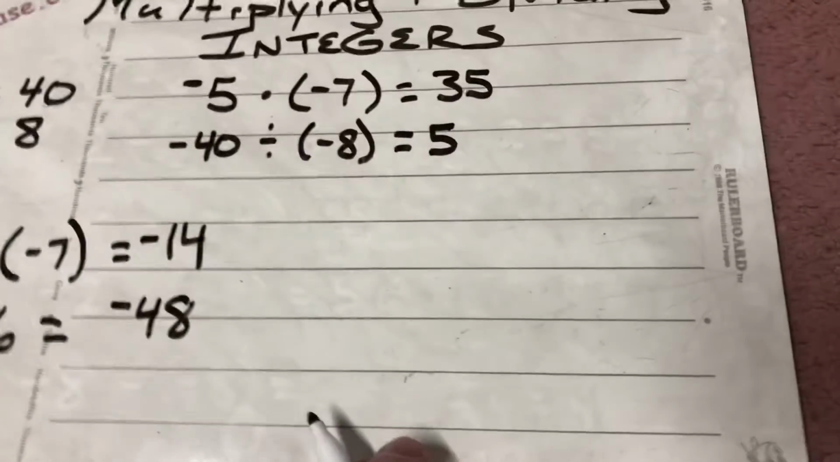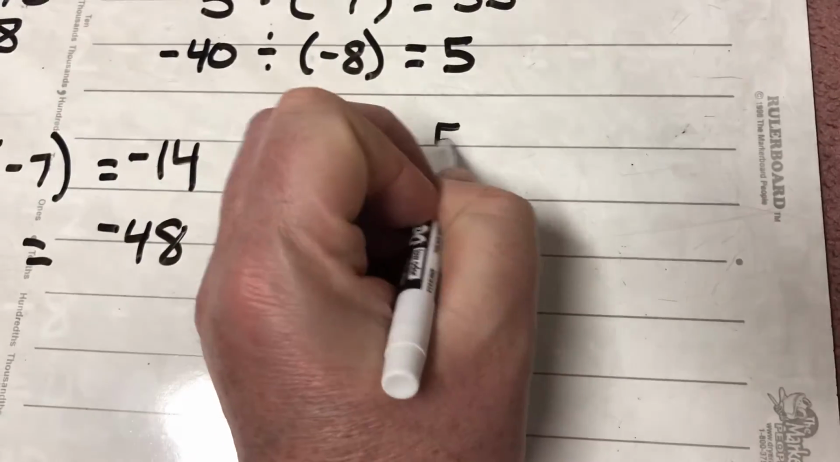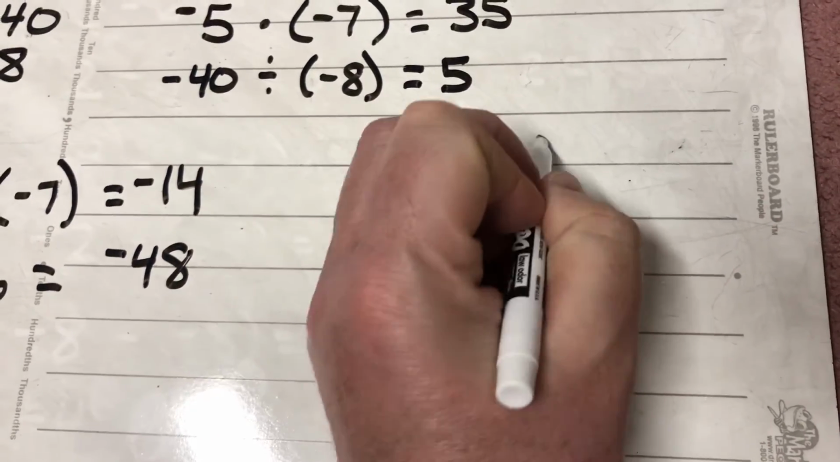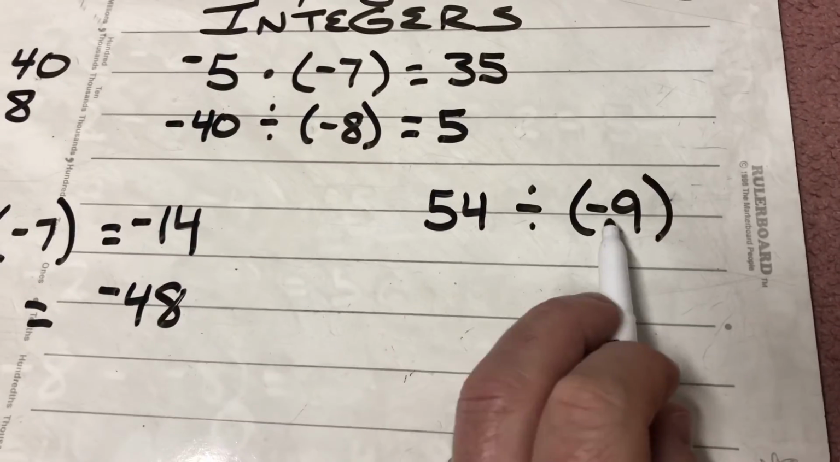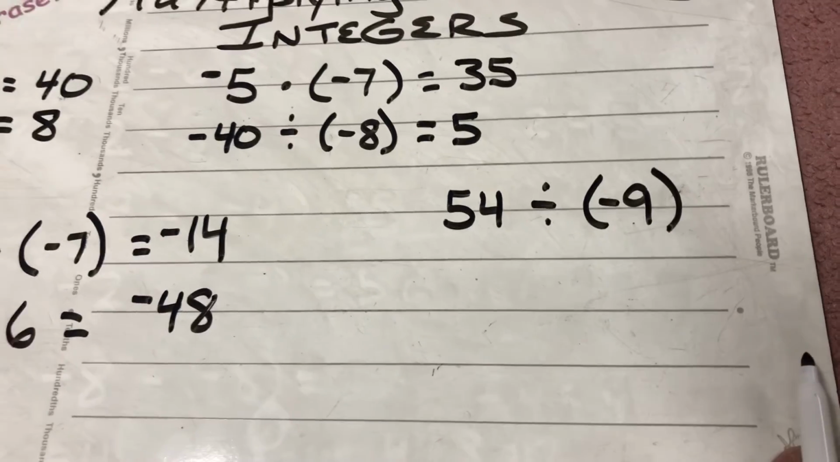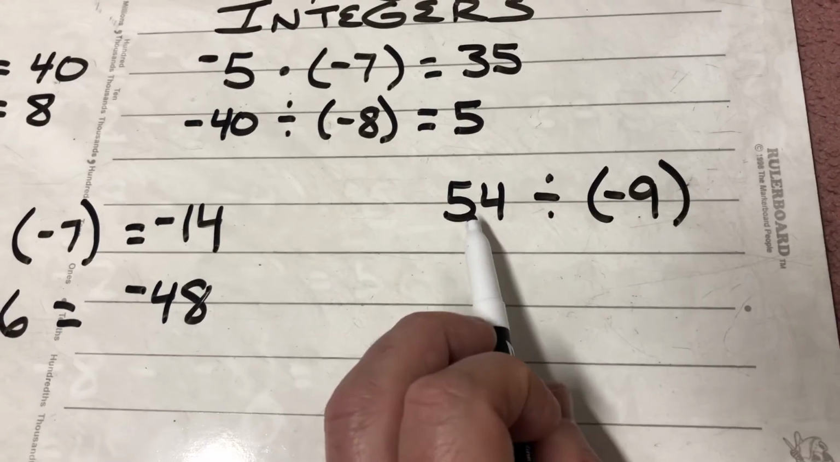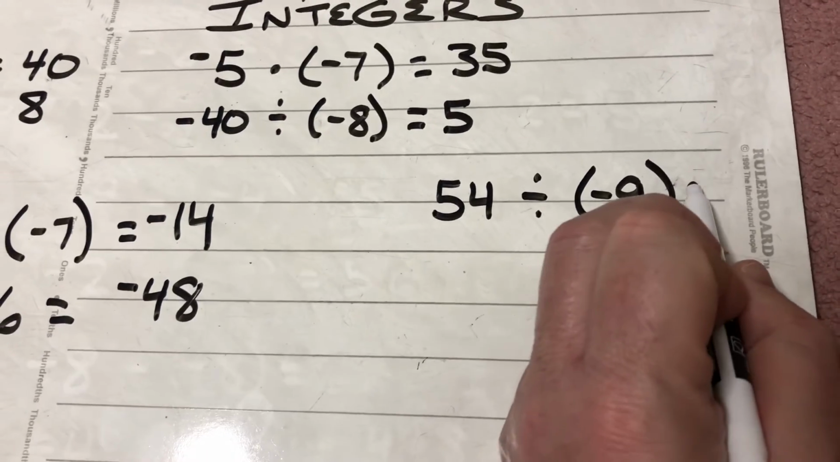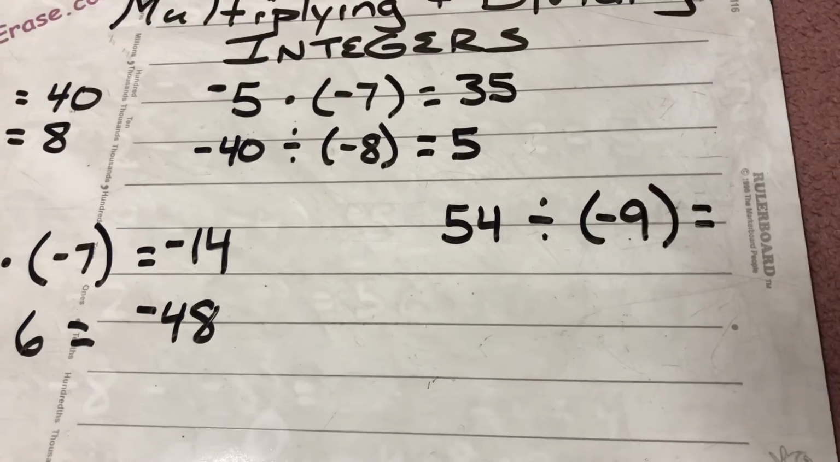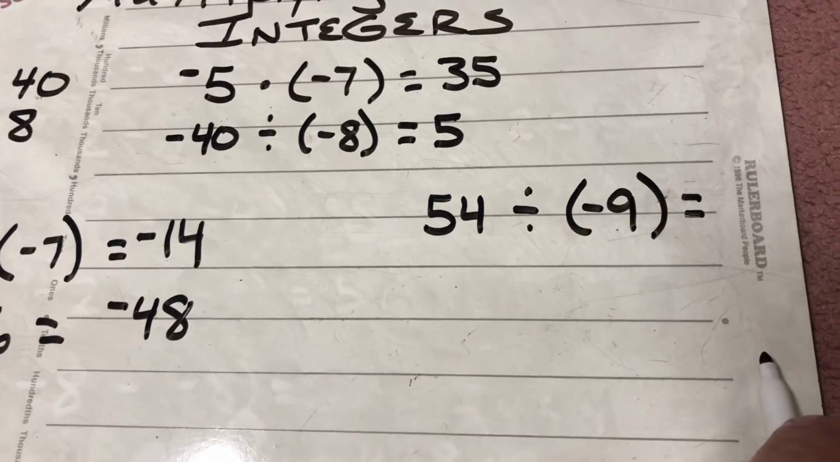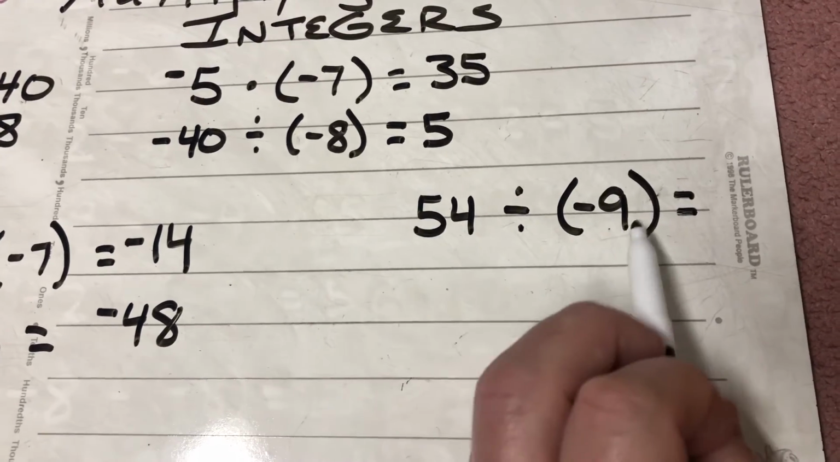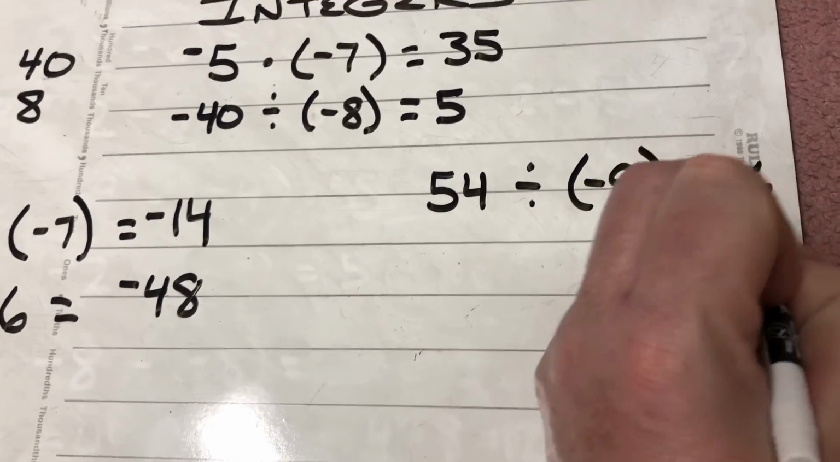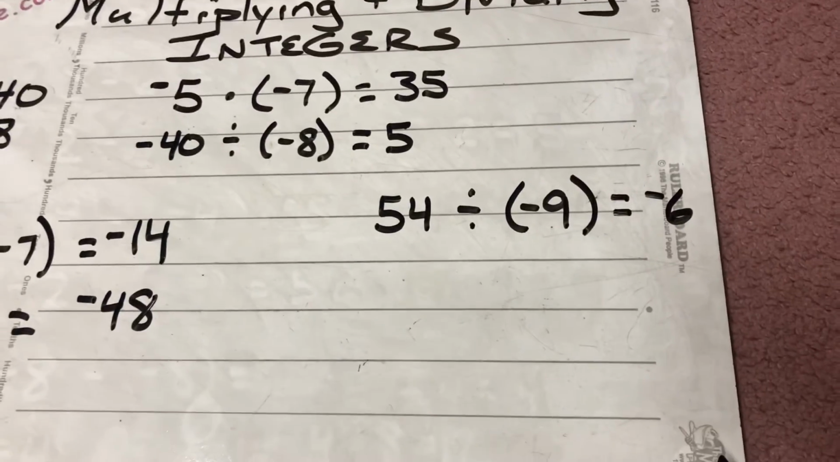It's the same in division. Let's say that I have 54, and I'm going to divide that by negative 9. Once again, separating the operational signs with parentheses. The first number is positive, the second number is negative, so I know my answer needs to be negative. Then I just think 54 divided by 9. Well, 54 divided by 9 is 6. But since one number is positive and one number is negative, my quotient has to be a negative 6.